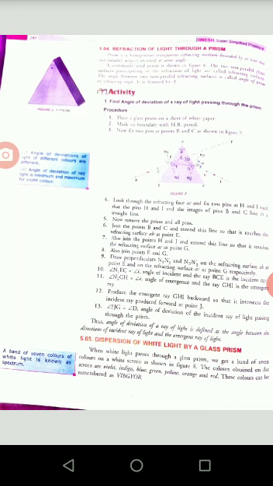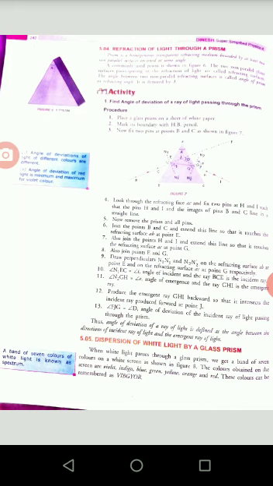There are certain factors on which the angle of deviation depends, or factors affecting the angle of deviation. First is the angle of incidence, angle of prism, refractive index of material, and colors of light. So these are the factors which affect the angle of deviation. We will learn more about these factors in higher classes.